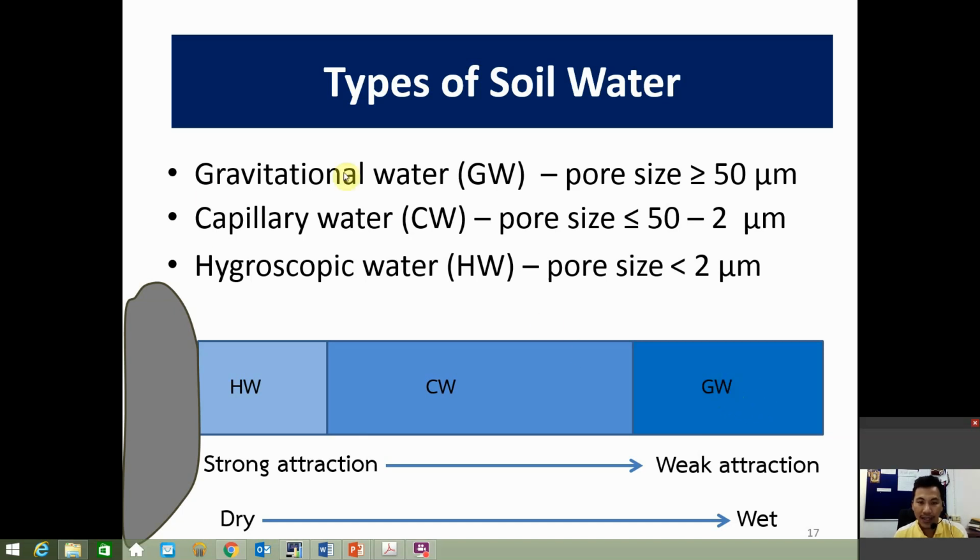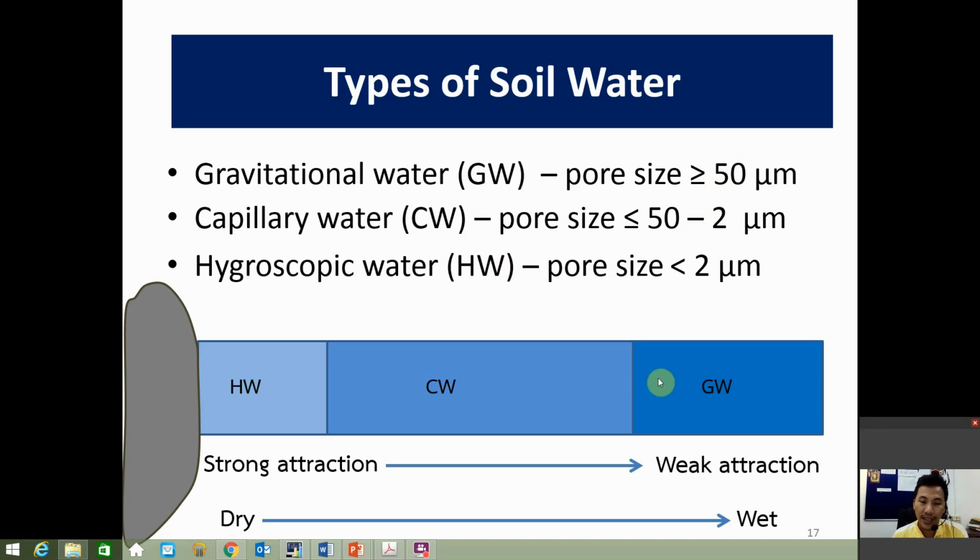That's why this type of water can easily drain out of the soil system, maybe 2 or 3 days after heavy rains. When all the pore spaces are occupied by water, you tend to have the saturated condition, which means you don't have any empty pores at all. But after 2 or 3 days, this water in really large pores, larger than 50 micrometers, is going to drain easily out of the system.